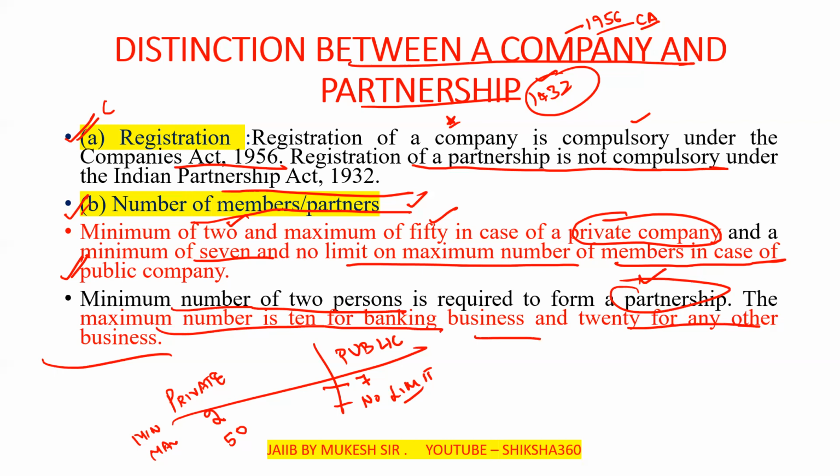So please remember this: a minimum of 2 and a maximum of 50 members in a private firm, and in a public firm a minimum of 7 and no maximum limit. And a minimum of 2 persons to form a partnership, and the maximum number is 10 for the banking business and 20 for any other business. Please remember all these things while answering the question. Now move to the next one.